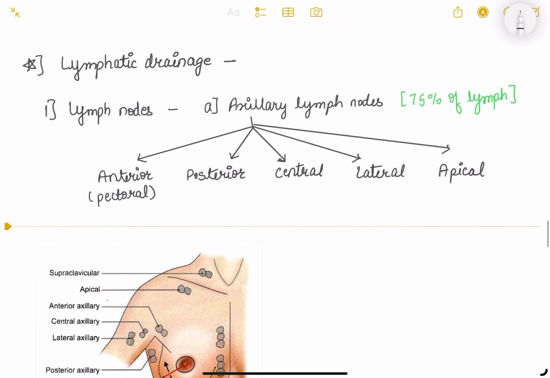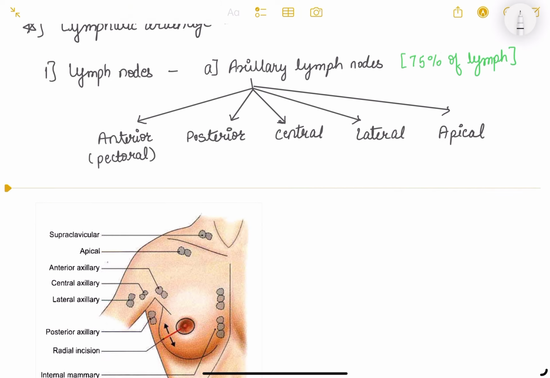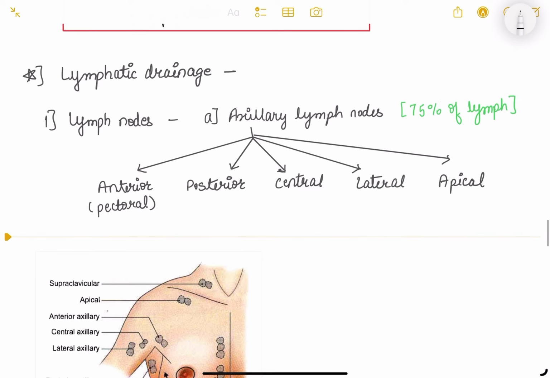Now comes the most important part, which is the lymphatic drainage. Why is this important? Because carcinoma of the breast can spread through this lymphatic drainage. There can be spread from one breast to another, from the breast to the liver or any other organ in the abdomen. Okay. The cancer might also spread through the lymphatics to the brain or vertebral column. Okay, I will explain carcinoma in more detail when it comes to the clinical part.